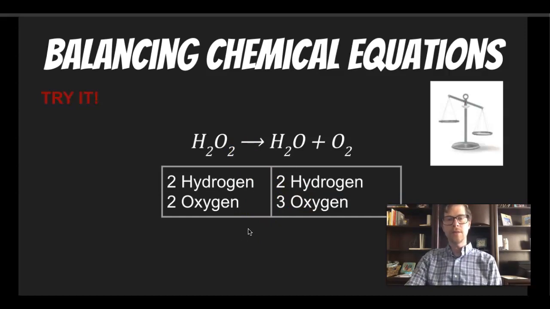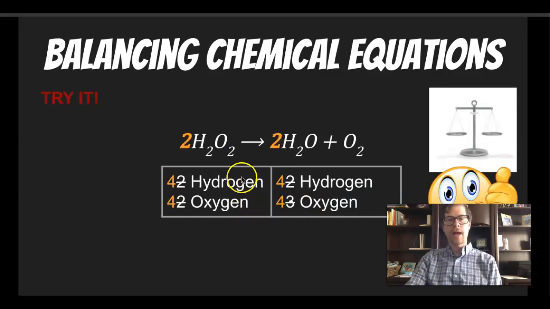First thing that we could do is possibly tackle needing more oxygen. So what we can do is put a 2, that's the smallest coefficient we can add in there, next to the H2O2. And what that does is give us 4 hydrogens and 4 oxygens.